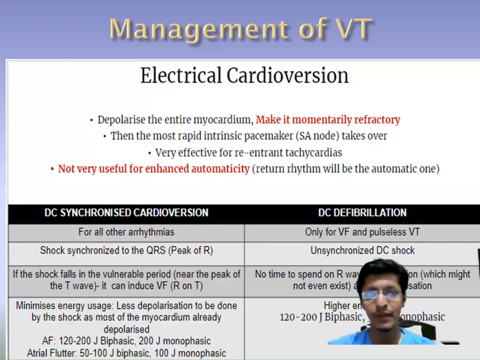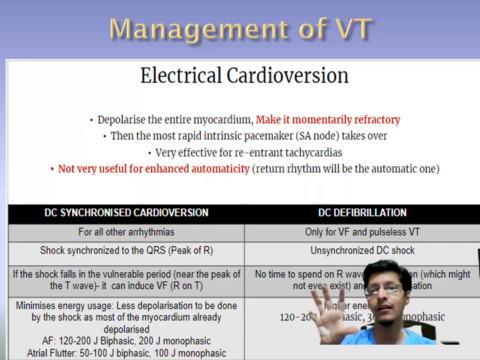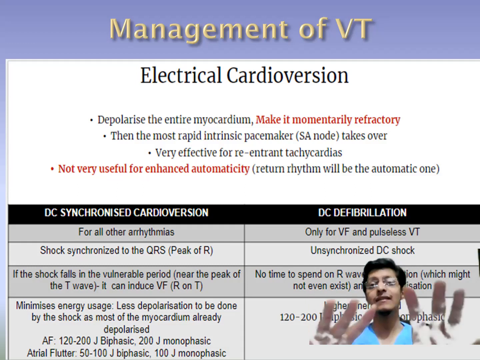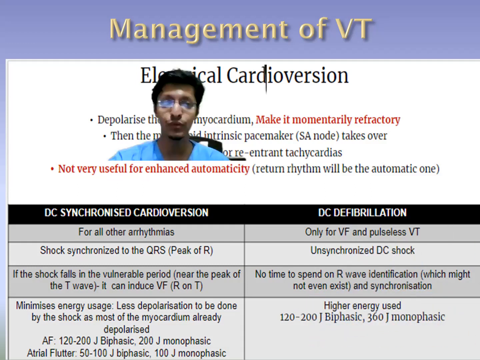If it is an unstable patient, you have to go for electrical cardioversion, and what it will do is make the tachycardic heart momentarily refractory. It will stop for a moment, and then the normal pacemaker will take over. But then, the width of this slide is very important. Why it is important, I'll let you know.